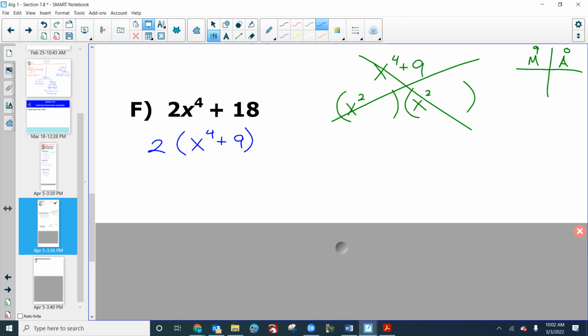Now, wait a minute. The problem was factorable, but the only factor we could take out was a GCF, not a fancy factoring, right? So this is your answer, just pulling a 2 out. Got it? Yes. Excellent.